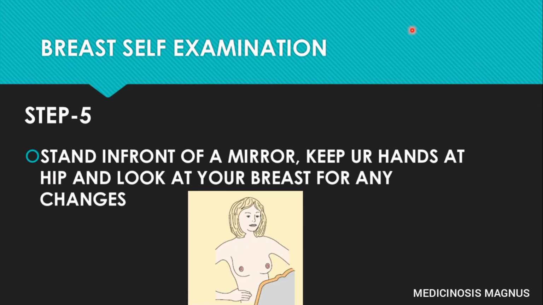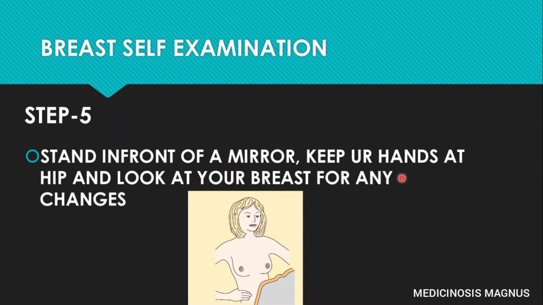Now the last and final step, you just stand in front of your mirror and keep your hands on your hips tightly and look at your breasts for any changes. Now you can see here if both the breasts are symmetrical, and if there are any dimplings, or if the nipple is retracted, or is there any lump. This is how you inspect your breast.